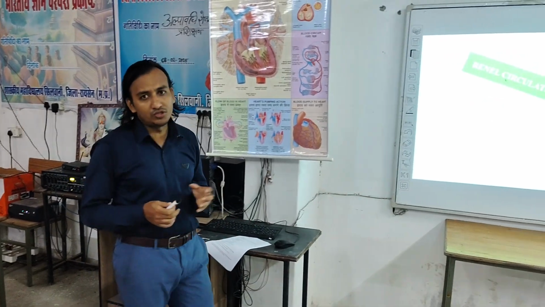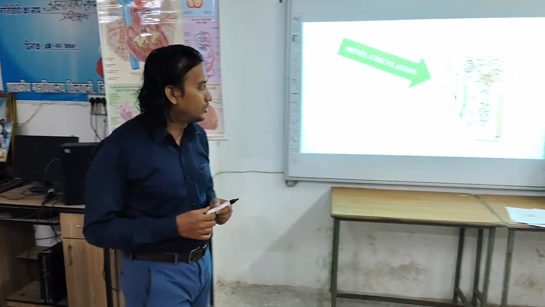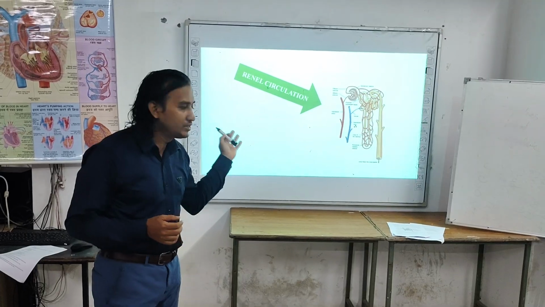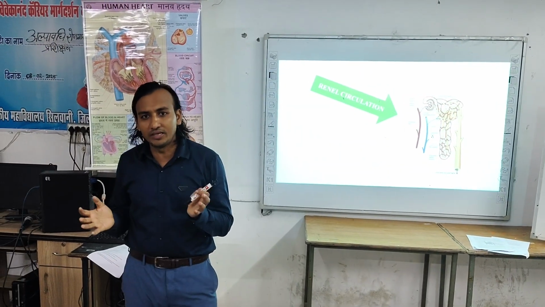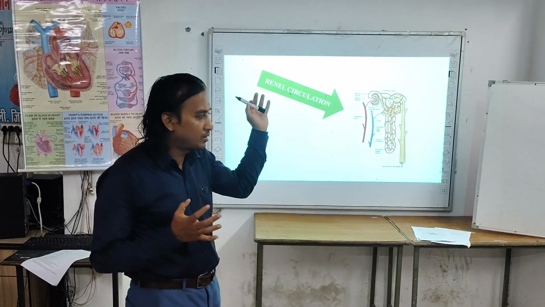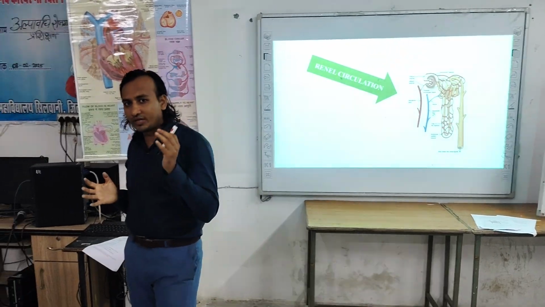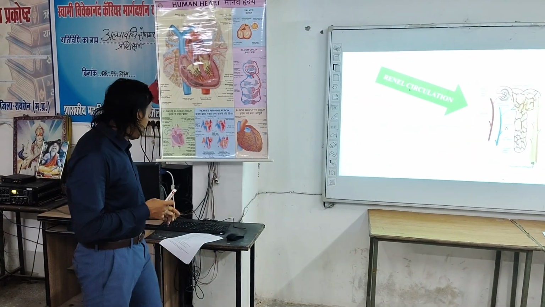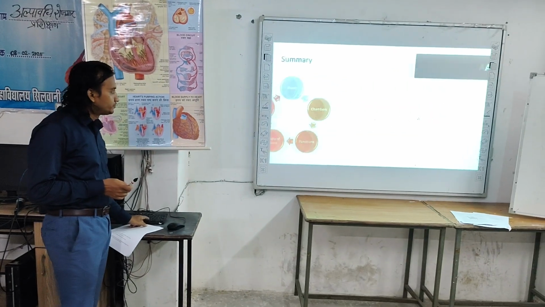The other circulation is called renal circulation. The word renal means it is related to the kidney. When the blood supplies to the kidneys, it is called the renal circulation.